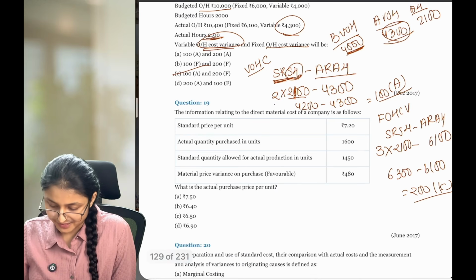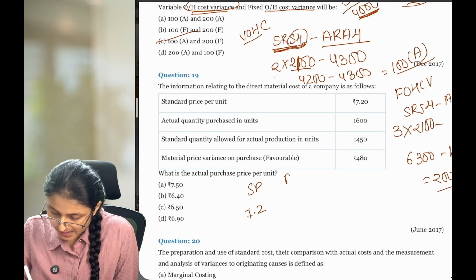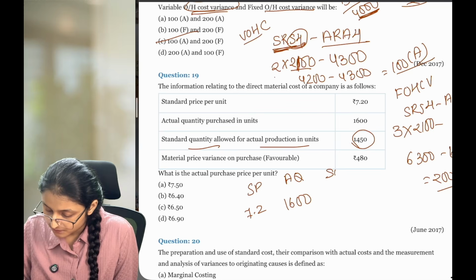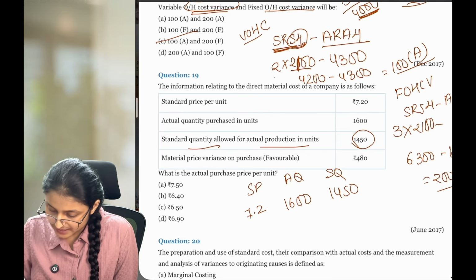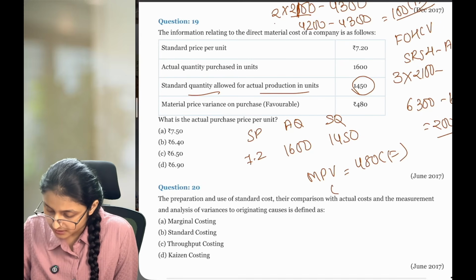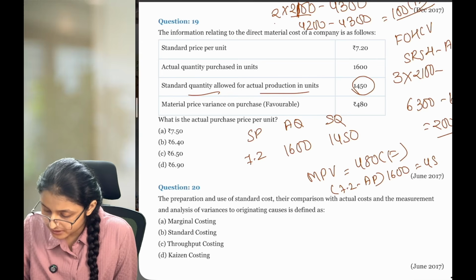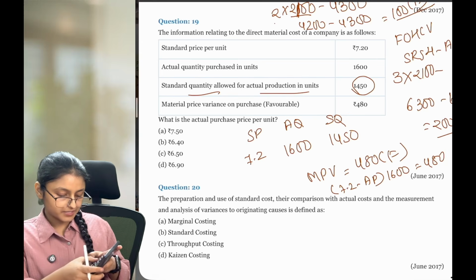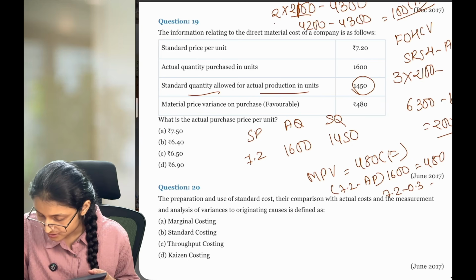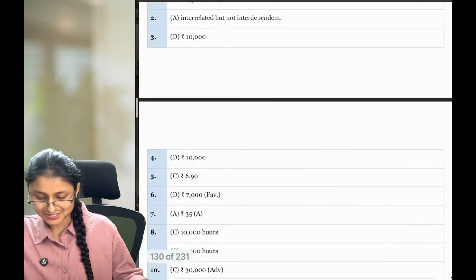Done. Next. In this question, they are providing us the standard price, which is 7.2, actual quantity, which is 1,600 of the material, standard quantity for actual output is 1,450, and material price variance is given to you as 480 favorable. What is the price variance formula? Standard price minus actual price, which is not there, multiplied by actual quantity is equal to 480. So 480 divided by 1600 will give you 0.3, and 7.2 minus 0.3 is equal to actual price, that is 6.9. This is the actual price per unit which is asked in the question.